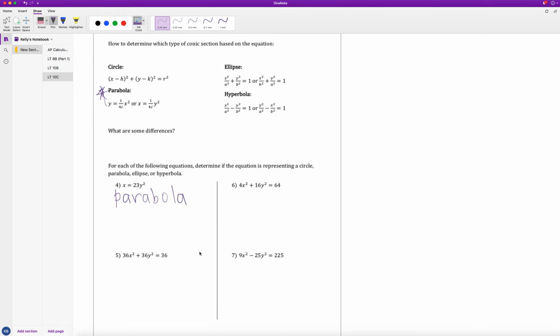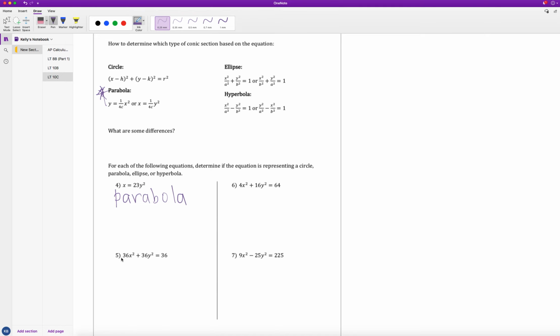If we look at example 5, I want you guys to take a moment and think about which of the 4 types you think example 5 will be. Now when I look at example 5, it kind of looks like a circle because I've got x squared plus y squared equals a number that's not 1. But I also have these scalars, or coefficients, in front of x squared and y squared. Now when I look at the equation for a circle, I have nothing in front of the parentheses on either one. So I actually need to get rid of these.